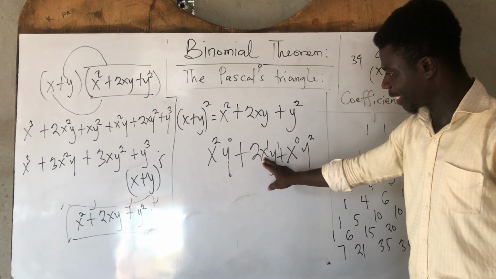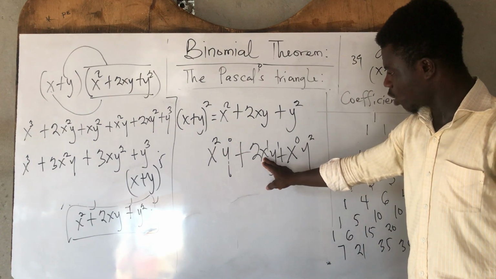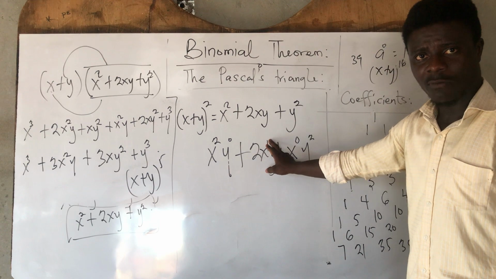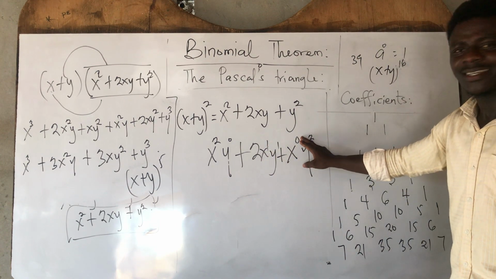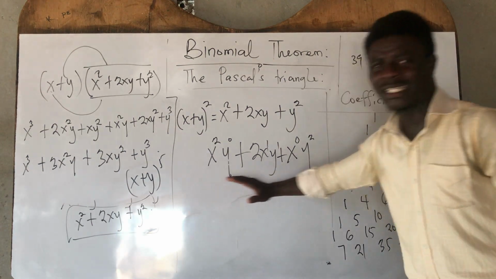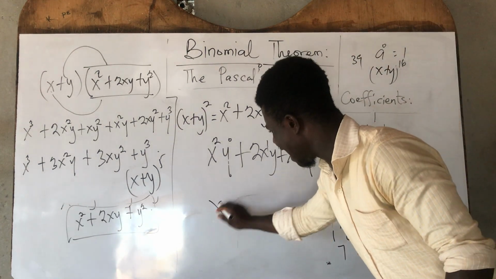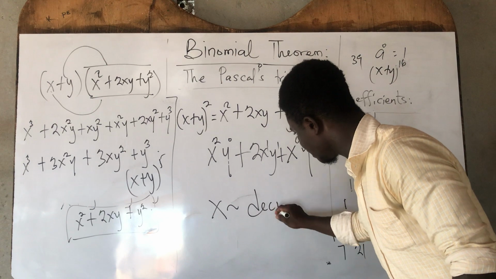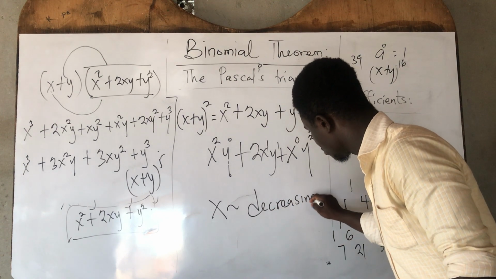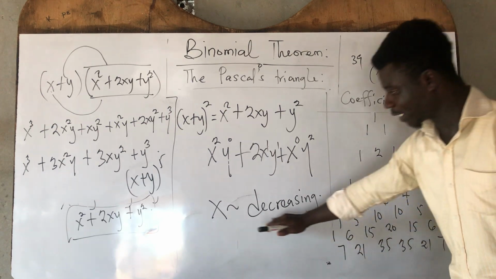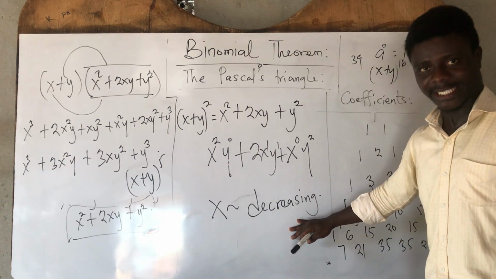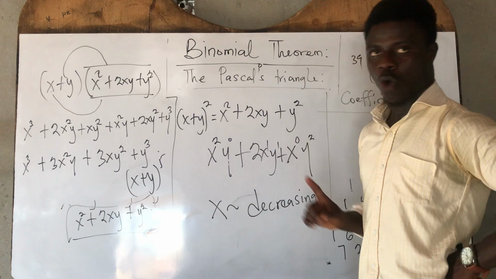Now let's come to the second term. Watch x. X is to the power what? 1. Let's come to this term here. X is to the power what? 0. So you can see from this expansion that x is decreasing. You can see from the expansion that x is decreasing.